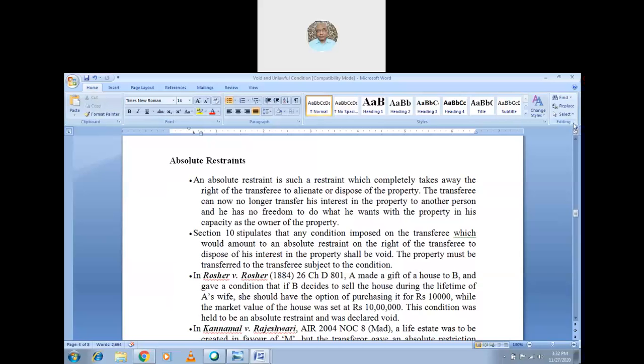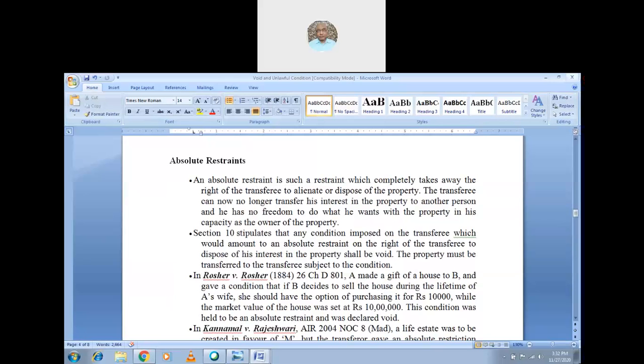Even that is not a valid gift also. The second point clearly says section 10 stipulates that any condition imposed on the transferee, so the conditions are imposed only on the transferee, which would amount to an absolute restraint on the right of the transferee to dispose of his interest in the property, shall be void. So if he doesn't dispose of the property, nor can he enjoy the property, and such a transfer is useless.